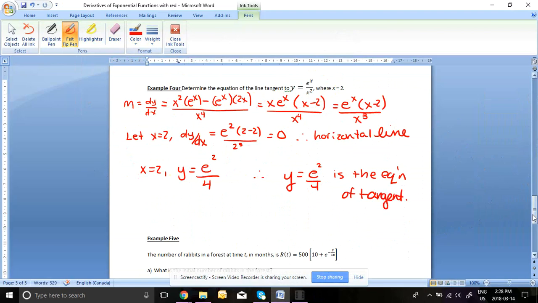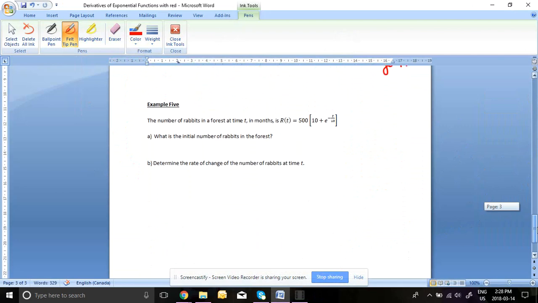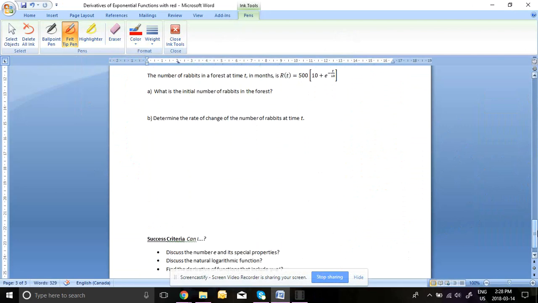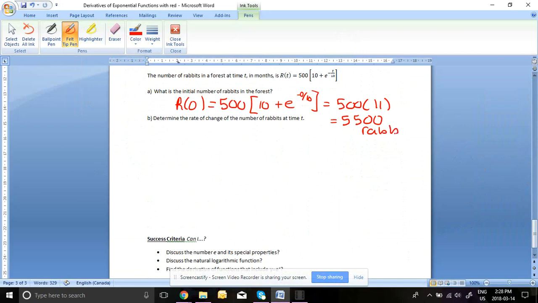Okay. Last example, a word problem. So the number of rabbits in a forest at time t is represented by this function, which has an e in it. What is the initial number of rabbits in the forest? So that would be at time is 0. So be careful here. This doesn't mean that this is 0. So we would have 500 times 10 plus e to the negative 0 over 10. So be careful. E to the 0 is actually 1. So this is actually 500 times 11, not times 10. That doesn't go away. So you get 5,500 rabbits as the initial number.